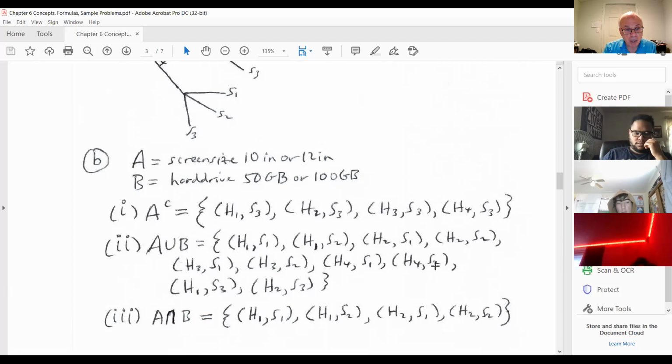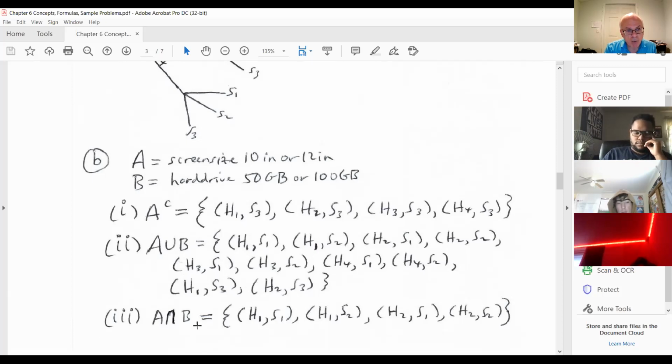And then B, they say, or B, then I listed all the ones that were in B that were not already listed before in A. And what were they? They were H1S3, H2S3. In other words, B included the gigabytes that were 50 or 100, right? 50 or 100, that's H1 and H2, but we needed to include also screen sizes of 15 inches. All right, so that's how I did it. I just listed all the ones for A first, and then I found the ones in B that were not already listed, and they were these 2 here.